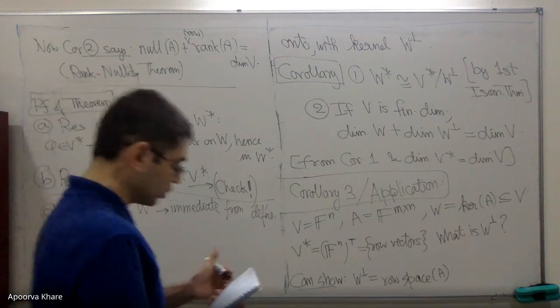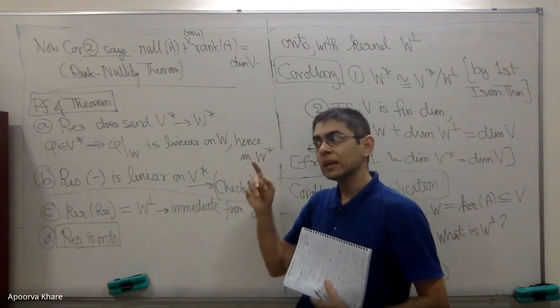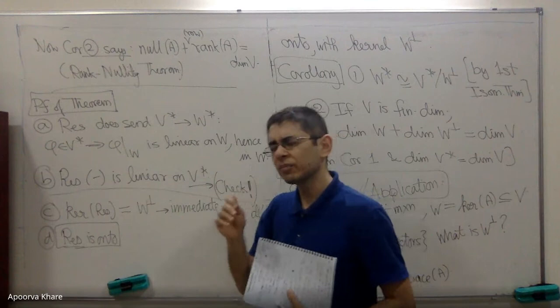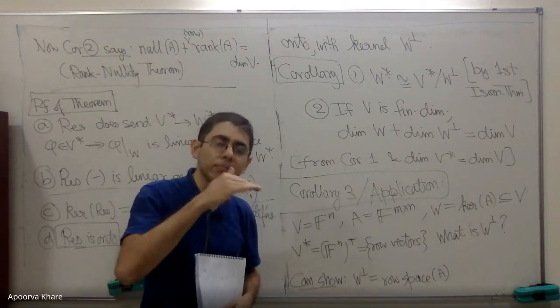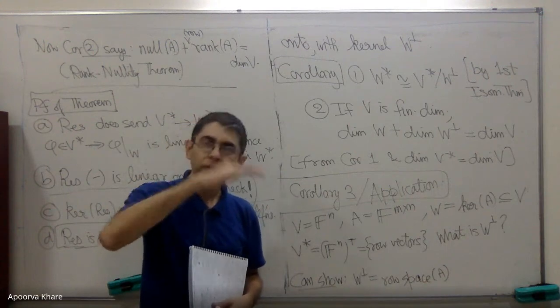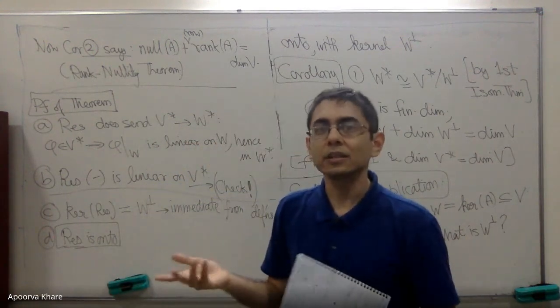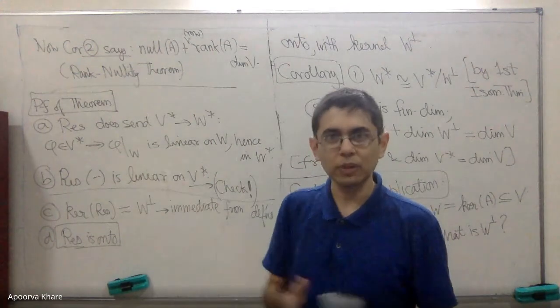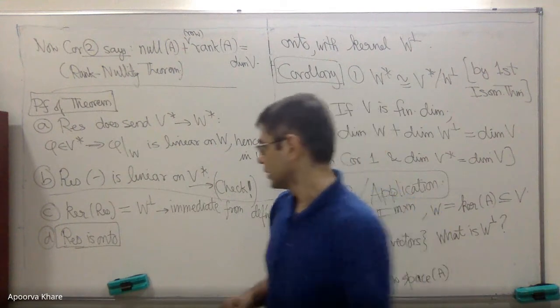I want to say, okay, what do we want to prove? We want to prove that this is onto, meaning every linear map in W star, a map from W to F, can be extended to a map from V to F. So let's start with the map from W to F and extend to V to F. For that, I start with the basis of W and extend to a basis of V.